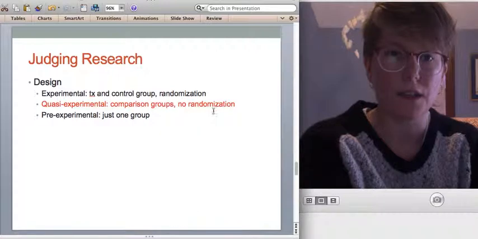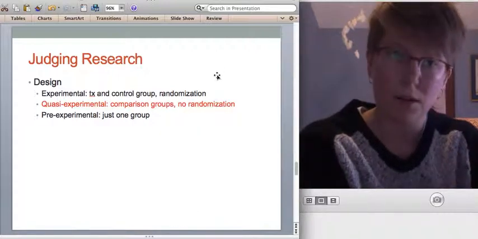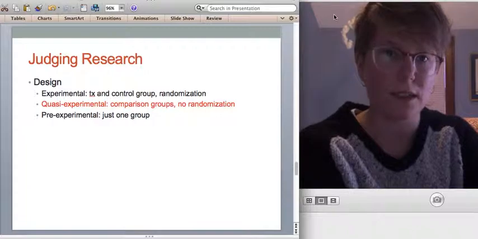I'm going to pause here because the files get really big. So this is part one, and then I will pick up continuing on with quasi-experimental in a moment.